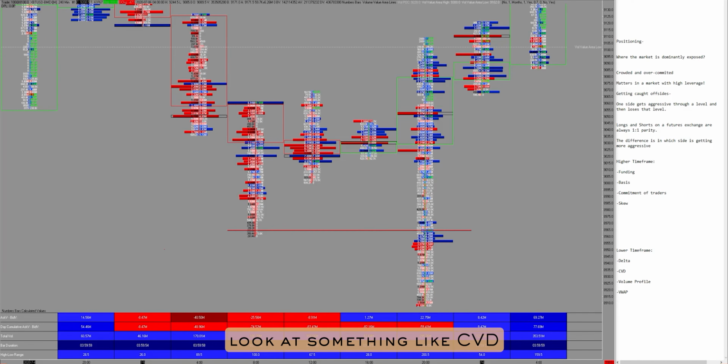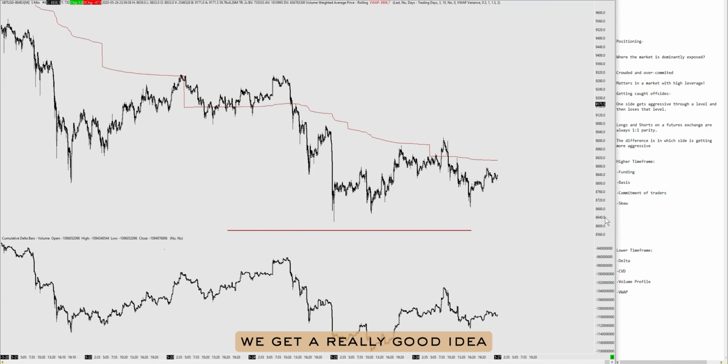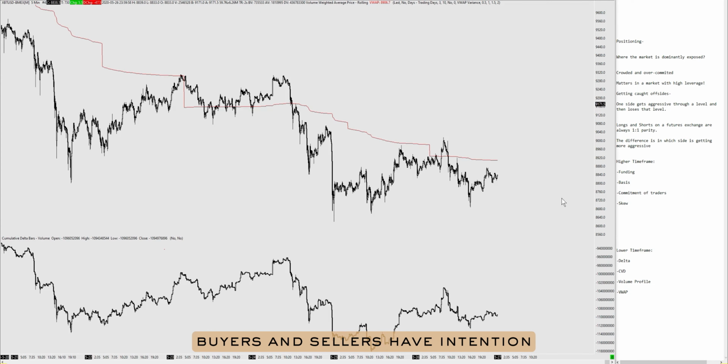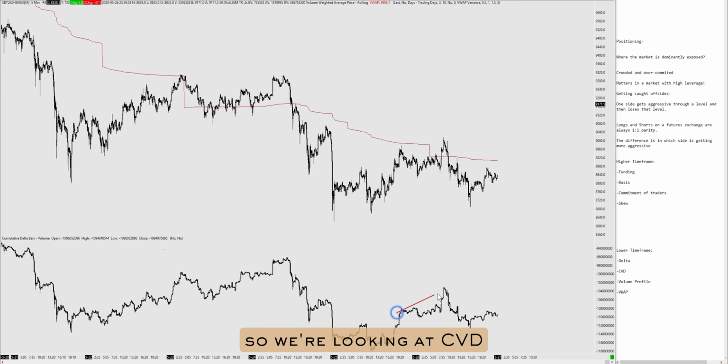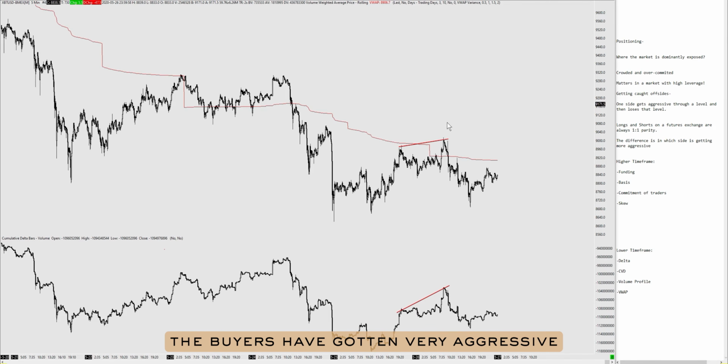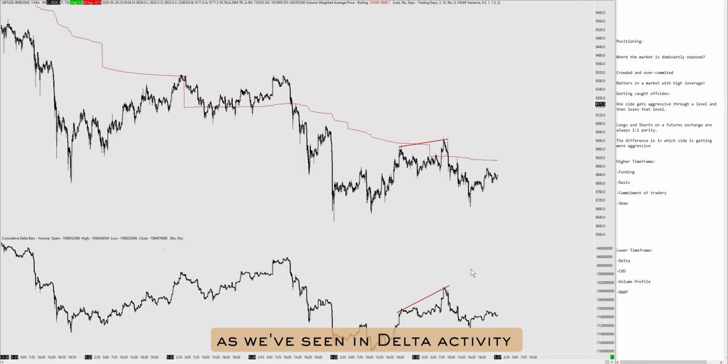So we could also look at something like CVD. When we look at CVD, we get a really good idea of where the aggressive activity is coming into the market. So we could see where buyers and sellers have intention and where they have intention over time. So when we look at something like this, we're looking at CVD making a much higher high than price action. We know that on the right-hand side of the structure, buyers have gotten very aggressive into this high for not nearly as much movement as we've seen in delta activity.